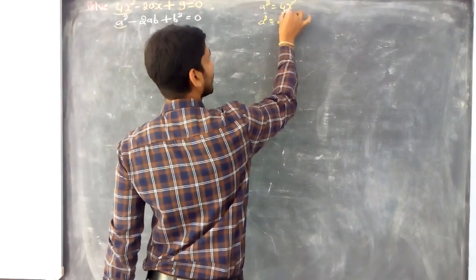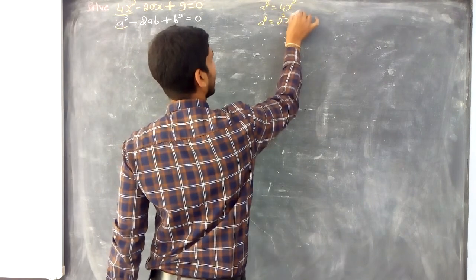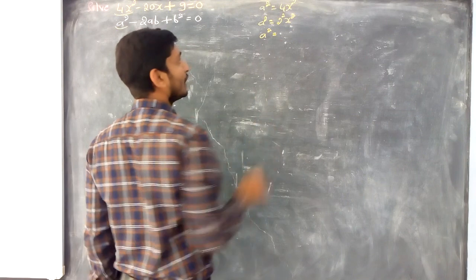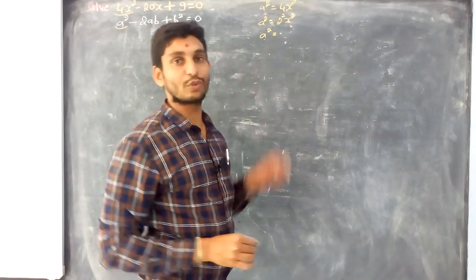4 can be written as 2 square, x square is x square only. Now a square equals, see, 2 has a square and x has a square.